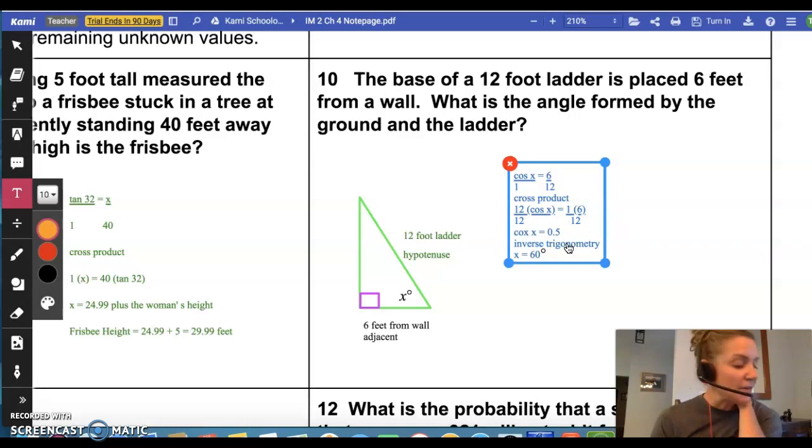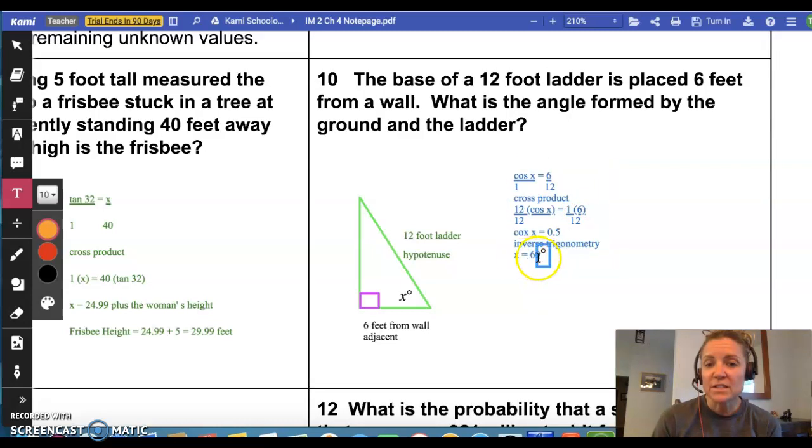And then we're going to use inverse trig. So you're going to have to either hit shift or second on your calculator and then type in cosine and then 6 divided by 12, which is 0.5. And then your calculator is going to tell you that it's 60 degrees. So this angle right here is 60 degrees. That's going to make this one over here 30.